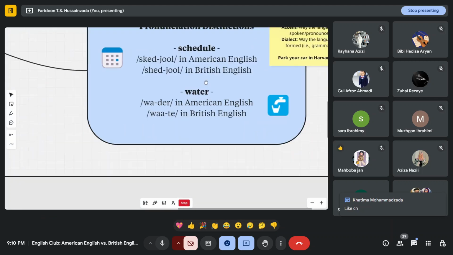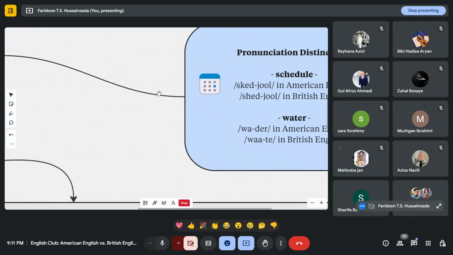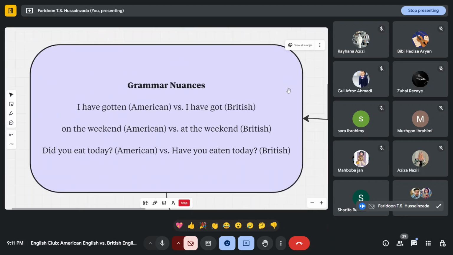Okay, let's move on, everyone, to the next one. Let's talk about grammar nuances, or again, dialectal differences. So this is again more of a dialectal difference. It's not an accent difference. You're not really talking about how it's pronounced differently. You're talking about how it's used differently, how the language is formed differently.